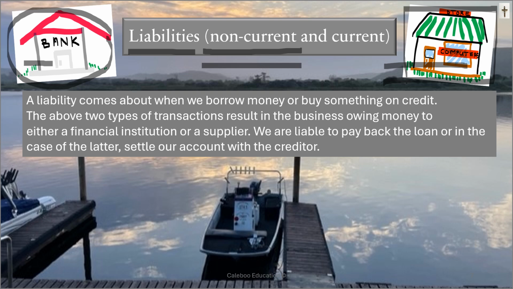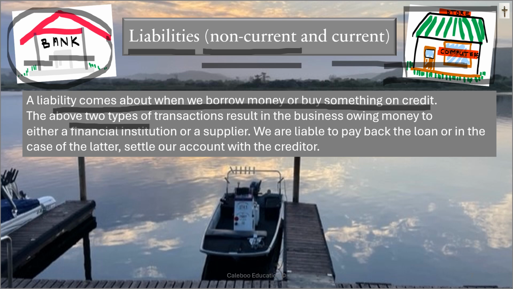We are liable to pay back the bank over 5 years, for example. It's a long-term liability. But our supplier, the computer store, we need to pay back within 3 months, accounts payable. So a liability comes about when we borrow money or buy something on credit.